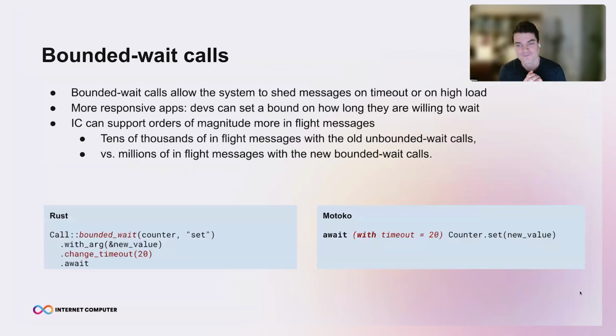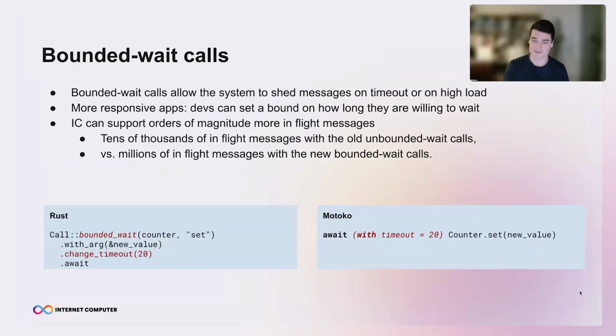Next slide, please. We also introduced bounded wait calls as a new way for canisters to communicate with each other. In the past, we only had these unbounded wait calls, which means you just wait until a different canister answers you. But now we have a new bounded wait call where you can specify a timeout.